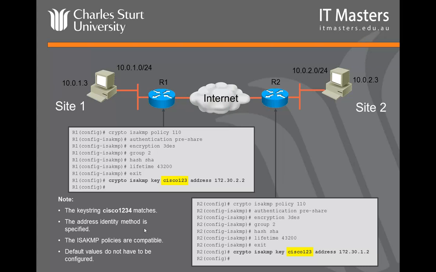The address identity method is specified, so we've got the IP address. The isakmp policies are compatible. Default values do not have to be configured. For instance, if you want to use group 1 Diffie-Hellman, you wouldn't have to put in group 1 because it's a default. You could if you wanted to, but you wouldn't have to put it in.